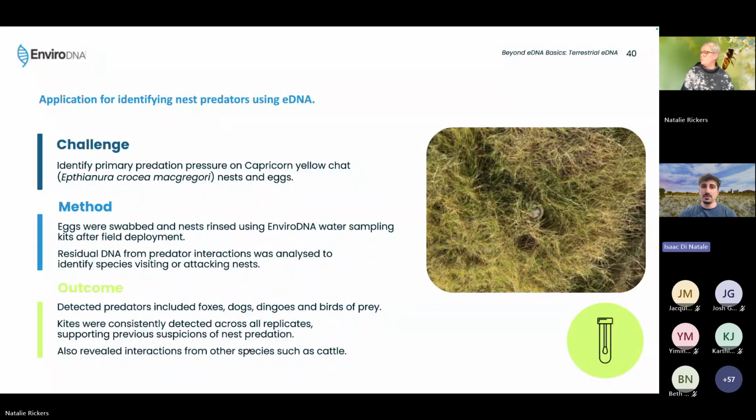So when the client came to us, we came up with creating these artificial nests, and they were then set up using a mixture of plasticine and quail eggs, painted to resemble the Capricorn yellow chat eggs. So these nests and eggs were then left in the field, and afterwards the eggs were swabbed with our EnviroDNA swab sampling kits, and the nests were rinsed with clean water and subsequently sampled using those EnviroDNA water sampling kits.